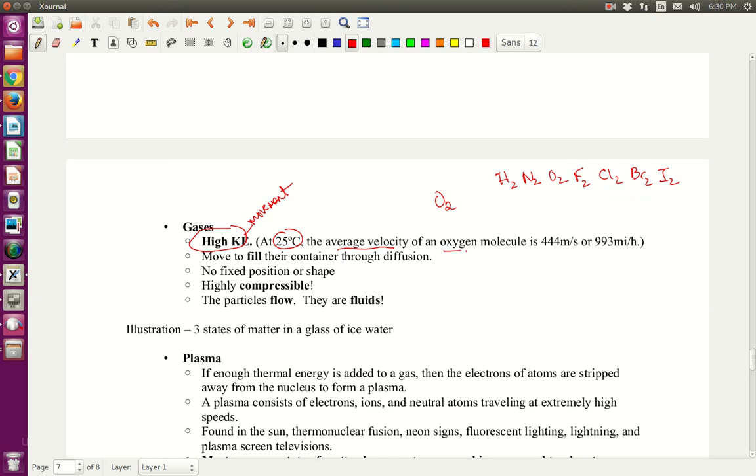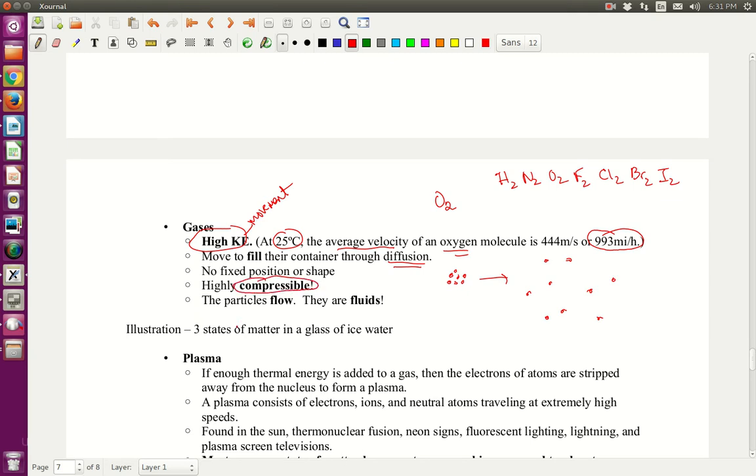Okay, oxygen, one of those diatomic elements, at 25 degrees Celsius is moving 993 miles per hour. That's pretty fast. Gases fill up their container through diffusion. Remember from diffusion, they go from a concentrated area and then they diffuse until they're all spread out to an area of low concentration. They are highly compressible.